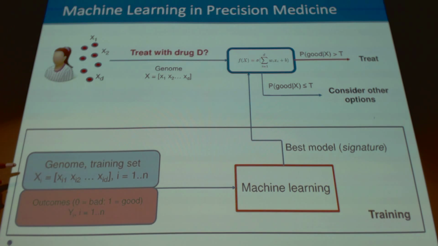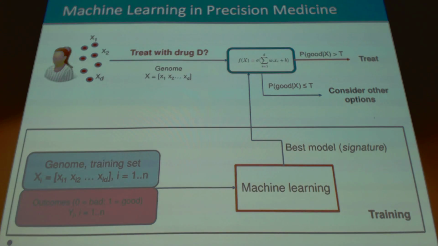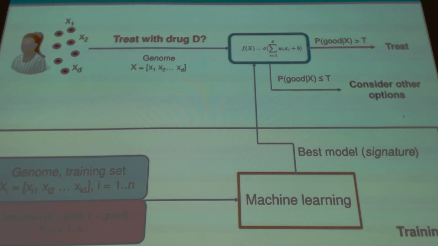What goes into machine learning is the genome of individuals and their particular outcomes. So for each training set patient, you have a set of measurements, and that set could be from a handful of measurements to millions to billions, depending on how much of the genome you actually measure. But it doesn't matter. The point is you get a vector for each individual, and you get the outcome for that individual, good or bad.